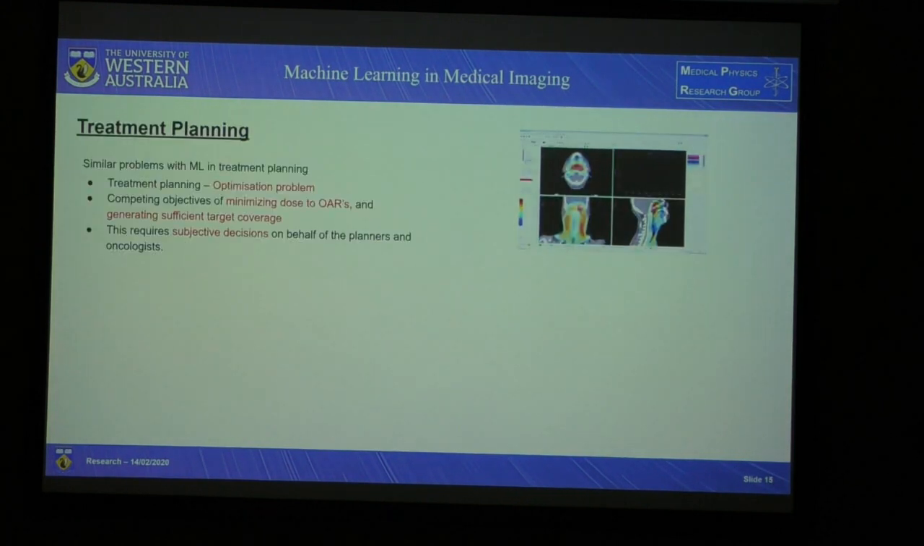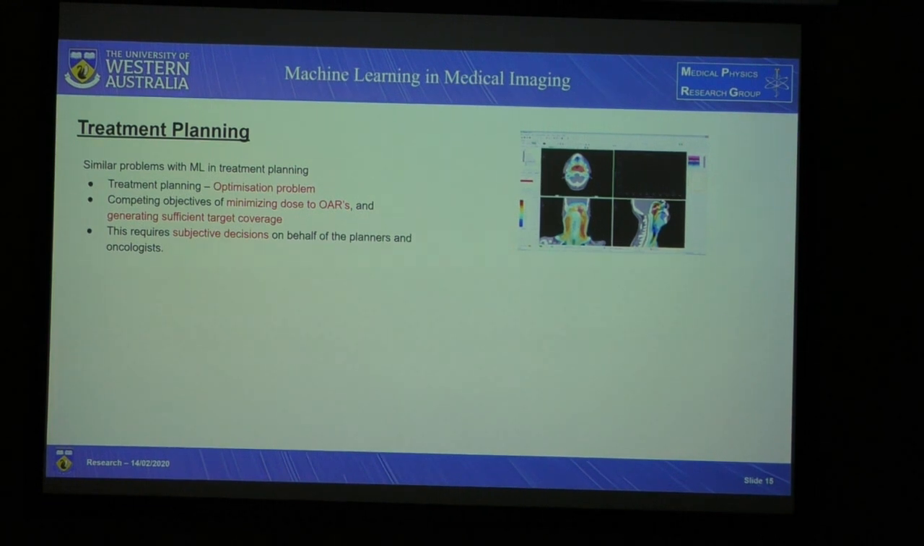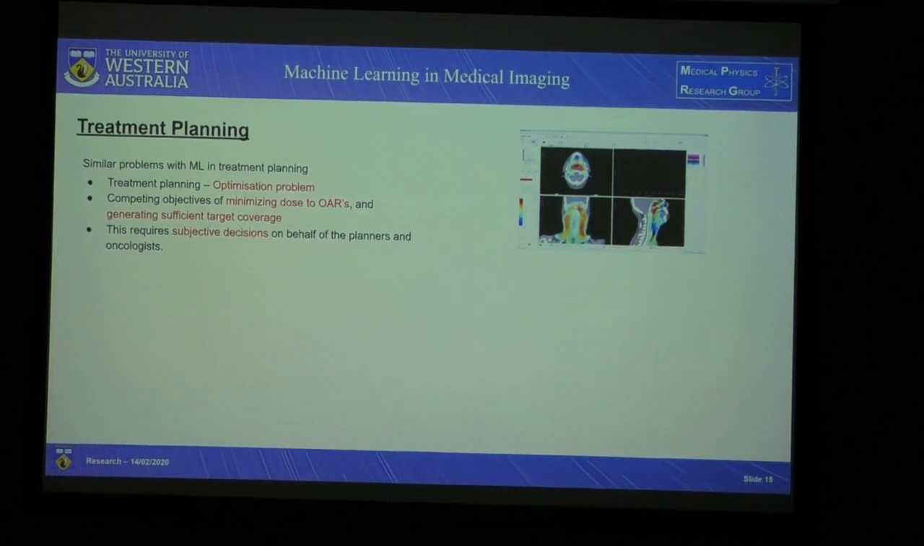And we sort of run into similar problems when we consider the treatment planning aspect of the radiotherapy workflow as well. So treatment planning is essentially an optimization problem, right? We have competing objectives of wanting to minimize dose to organs at risk, and we also want to generate sufficient target coverage as well. Now, this basically requires subjective decisions on the behalf of planners most of the time.